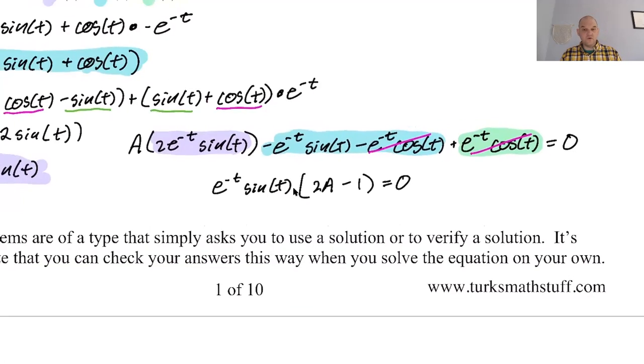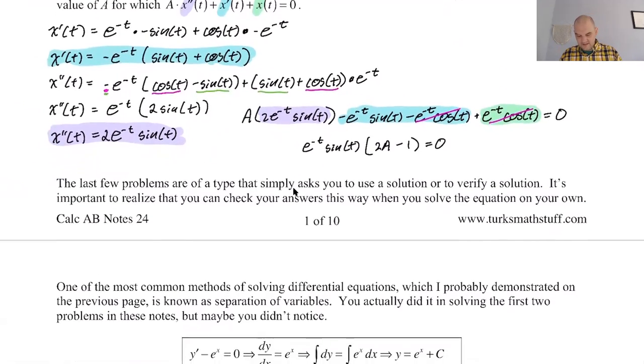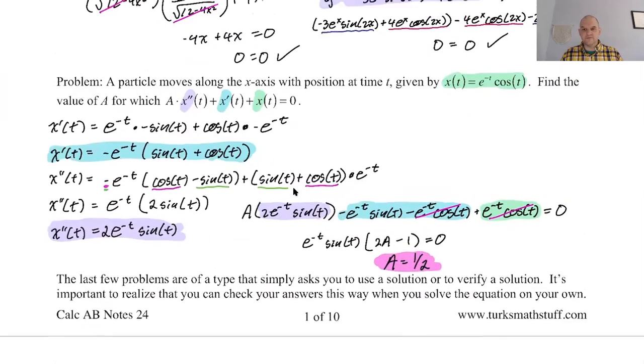Our goal is to solve for a. So either e to the negative t equals 0, which it doesn't, or sine of t equals 0, which happens at some places, but that's not going to tell us a. What value of a will make this equal 0? a would have to be 1/2. So I think that is my final answer, that I need a to equal 1/2 for this to be true.